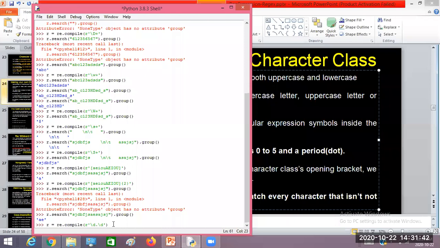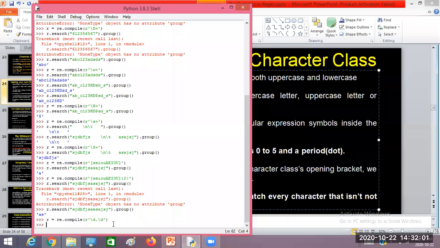If you want to match a meta character in a regular expression, then that meta character has to be escaped by a backslash. Otherwise it is not going to work. So that's why, just try to understand here.